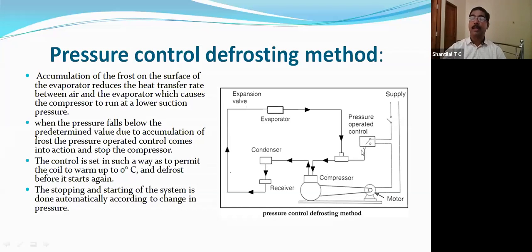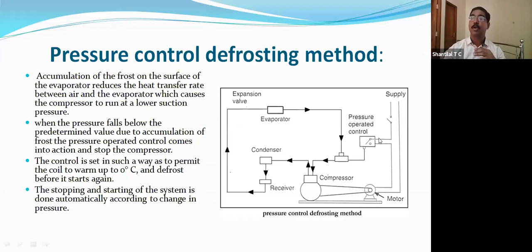How will this work? When the evaporator temperature decreases, the pressure also decreases. That means temperature corresponds to pressure. Temperature increases, pressure increases. Temperature decreases, pressure decreases. Now when the temperature decreases, more frost accumulates in the evaporator coil. At that time, the suction pressure also reduces below the limit.